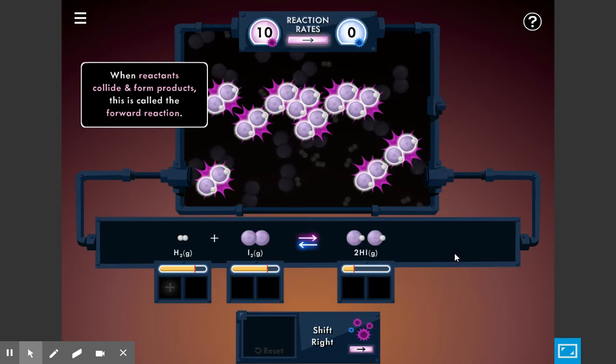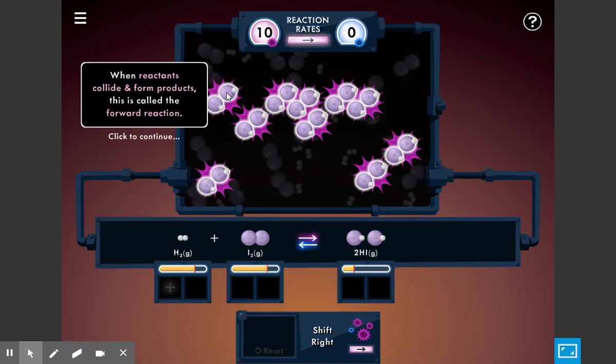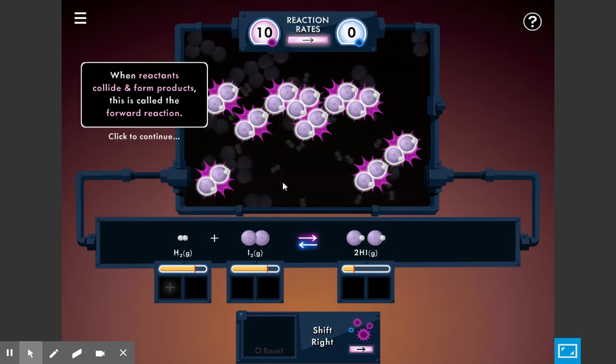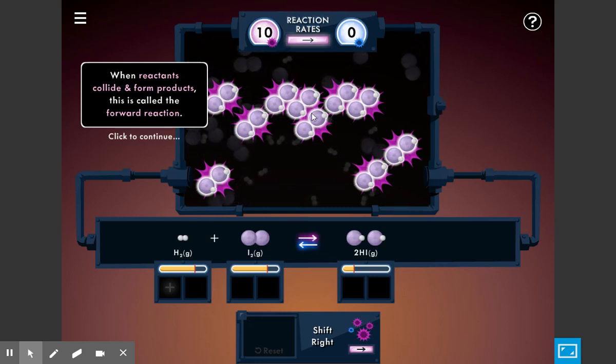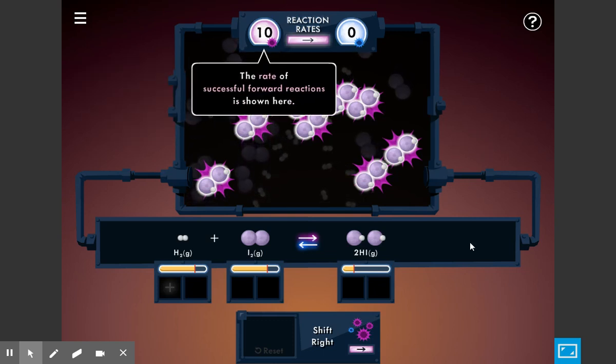When the reactants collide and form products, that is our forward reaction. You can see that I2 and H2 collided to form 2 moles of HI. Every time you see this pink aura or explosion in the background, that represents the reaction occurring once. So the reaction here has occurred 1, 2, 3, 4, 5, 6, 7, 8, 9, 10 times, which they denote here. We're going to call that the rate of successful forward reactions.